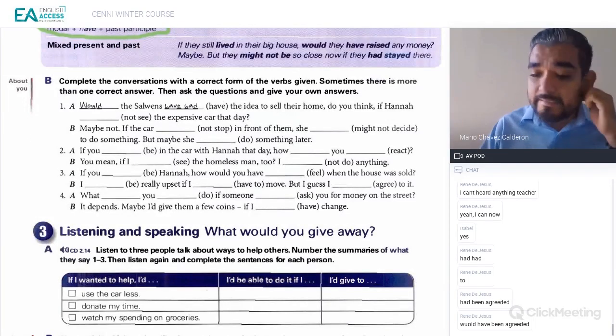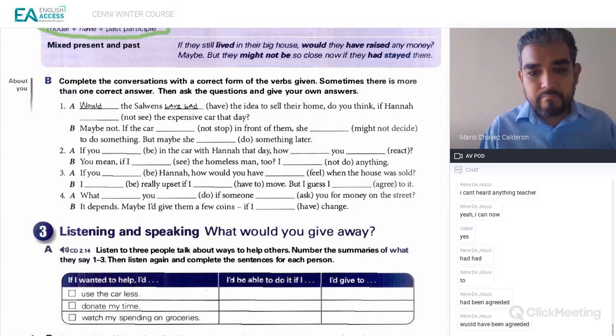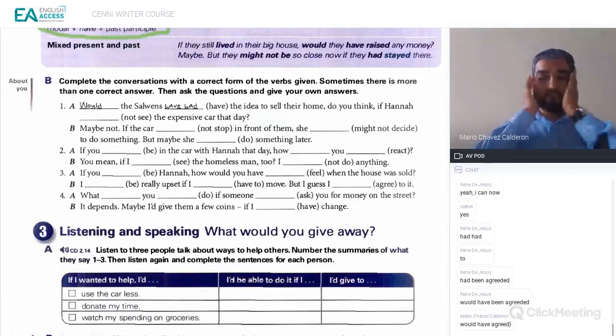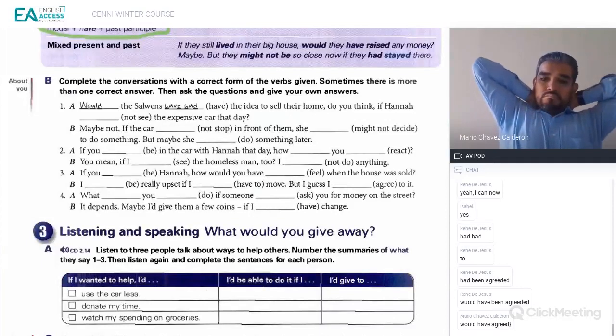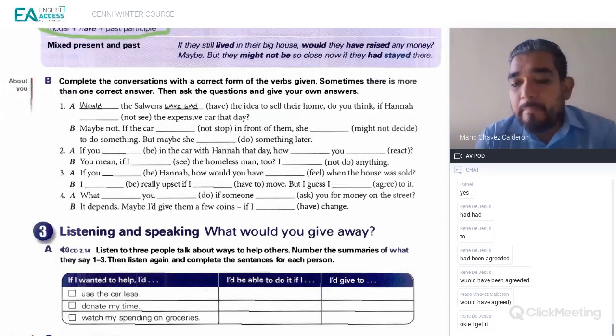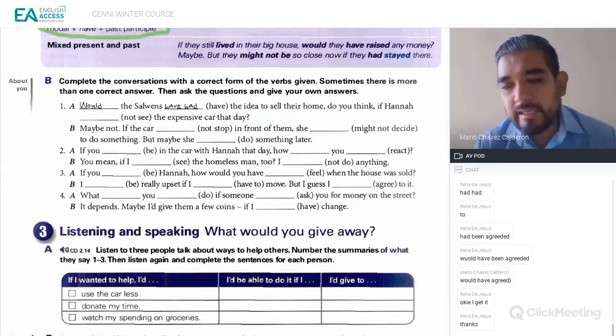In English, you only say, I would have agreed. Agree is a verb. You don't need to say be agree. You only say agree.